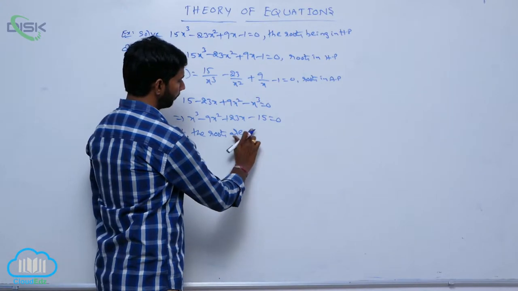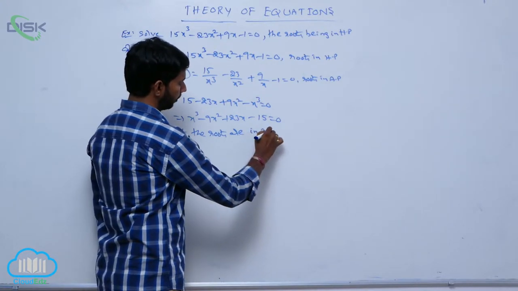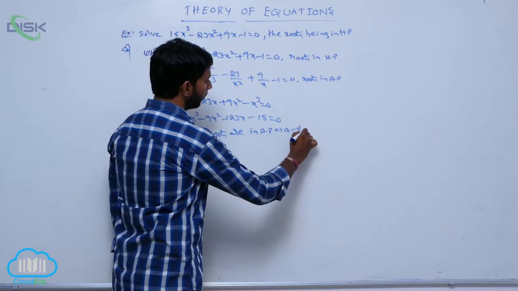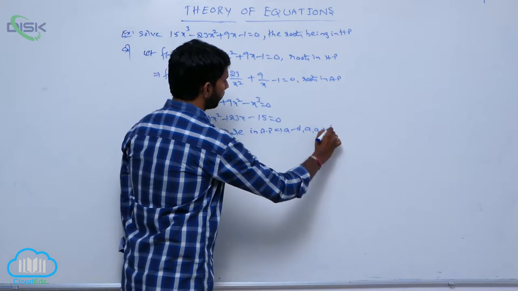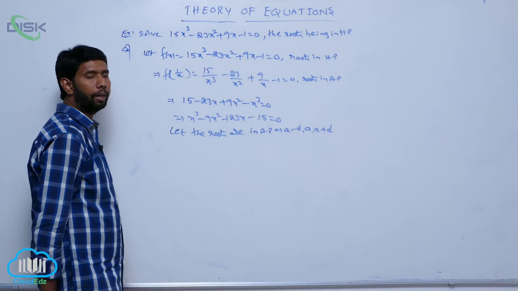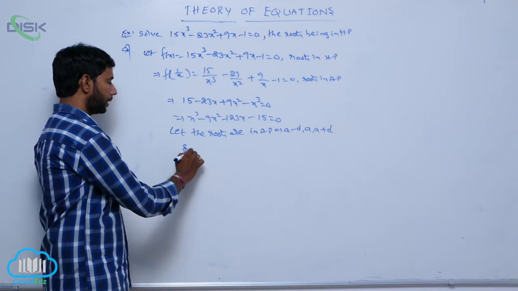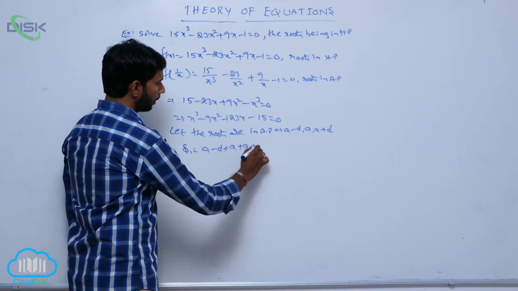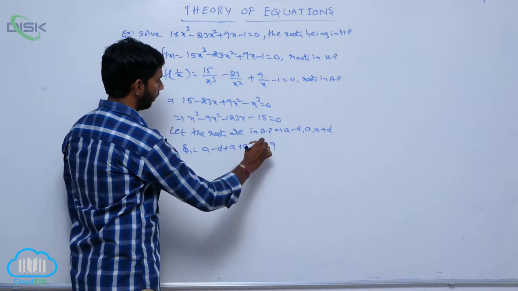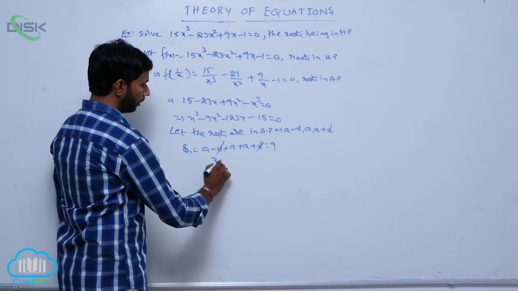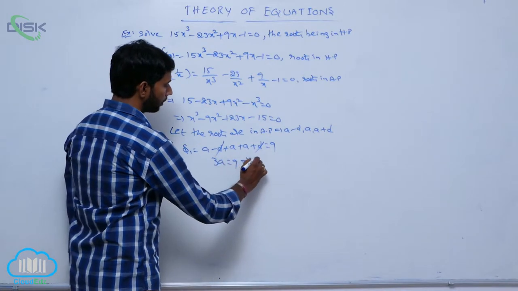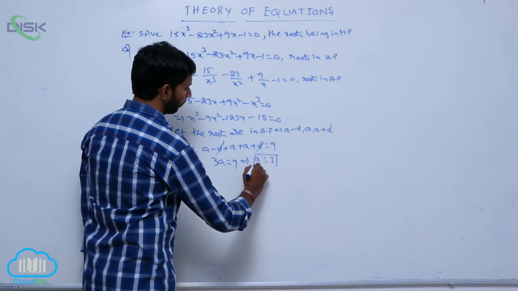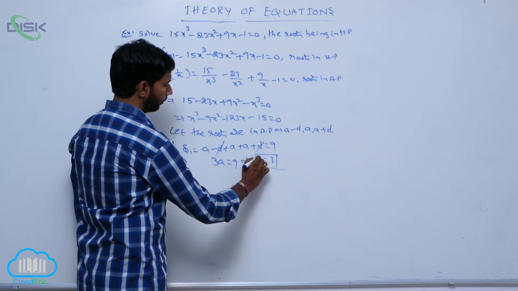Let the roots be in AP: a minus d, a, a plus d. And find S1. Here S1 is equal to a minus d plus a plus a plus d is equal to 9. Here minus d plus d gets cancelled. 3a is equal to 9, that implies a is equal to 3.